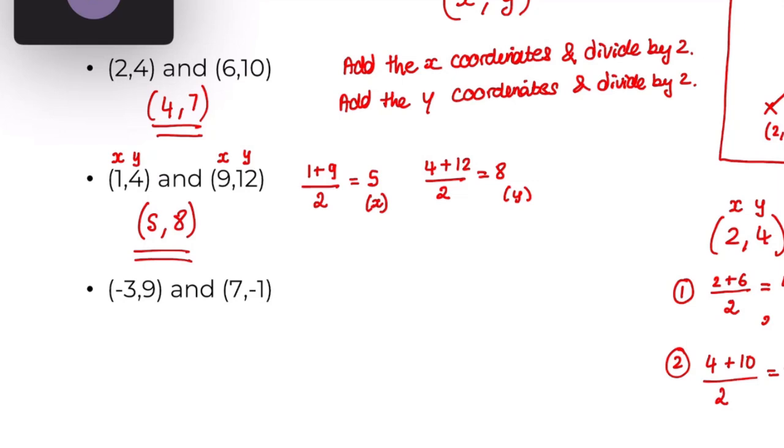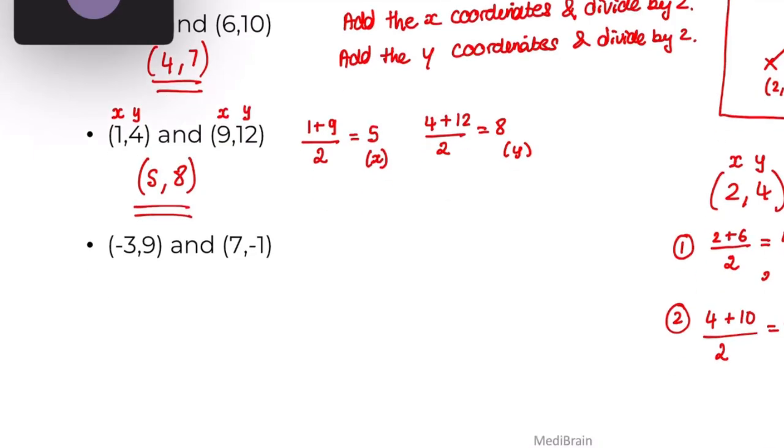Okay, now if you have negative numbers, it's the exact same. All you need to know is how to add negative numbers. So over here, our x coordinate is -3, and our y coordinate is 9. And our x coordinate over here is 7, and our y coordinate over here is -1.